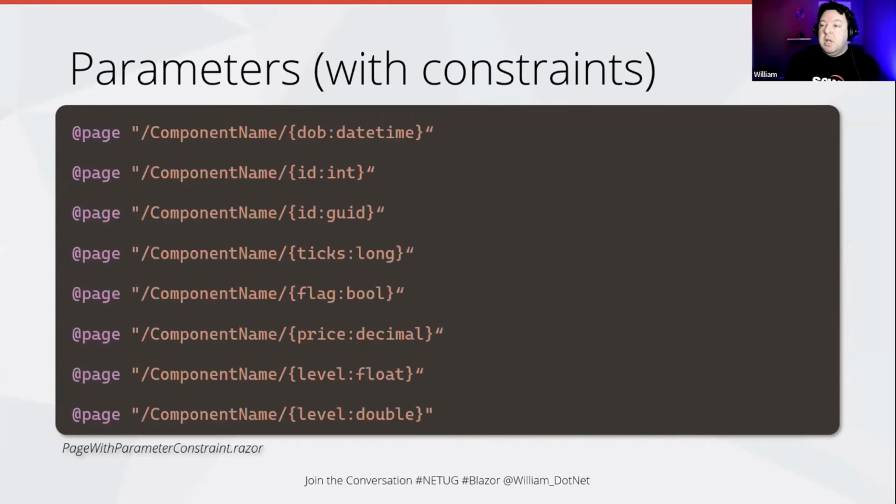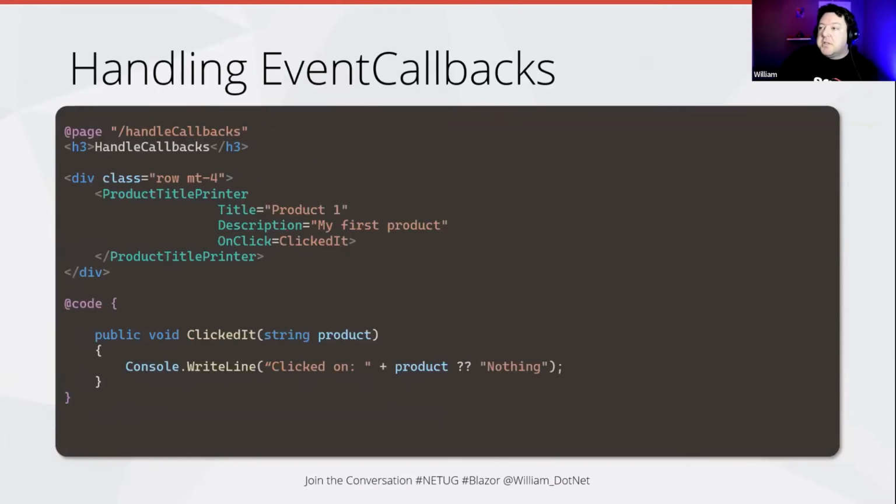Cool. But yeah, we've got a whole bunch of other types. All the reference types are available for us to use: datetime, GUIDs, booleans, decimals, floats, they're all there. So we can put those constraints in for our page routes.